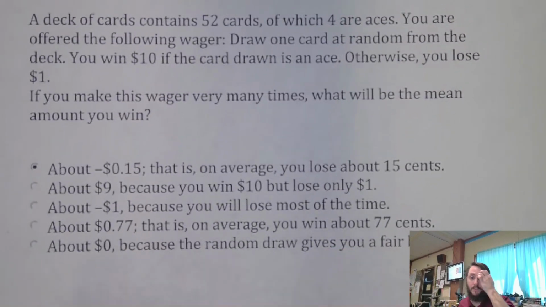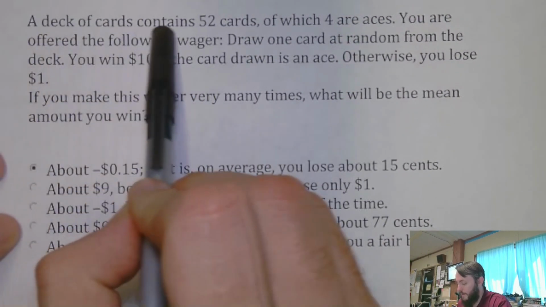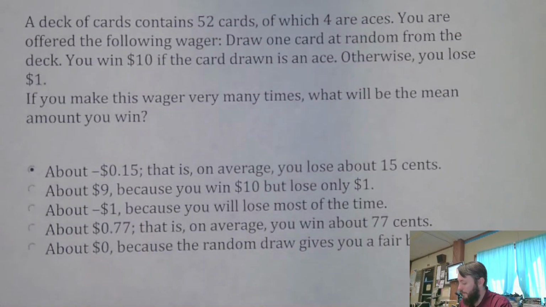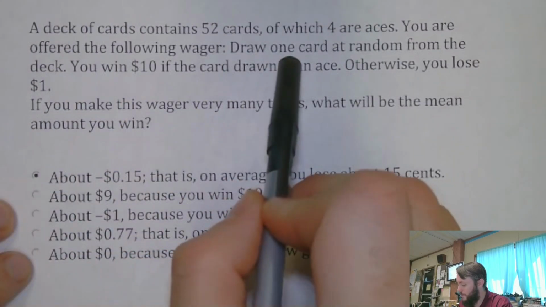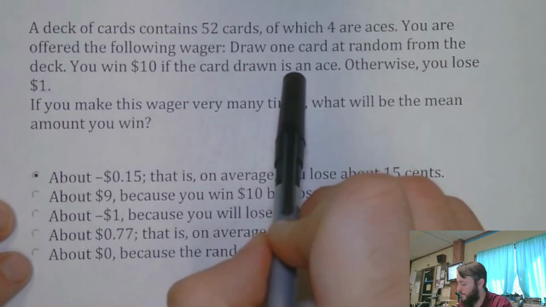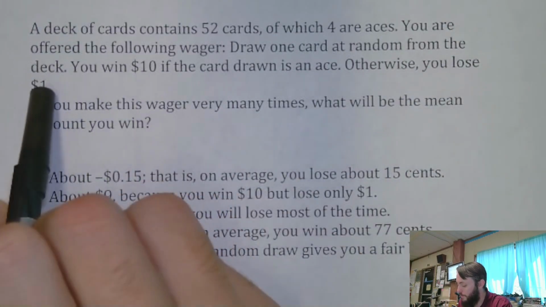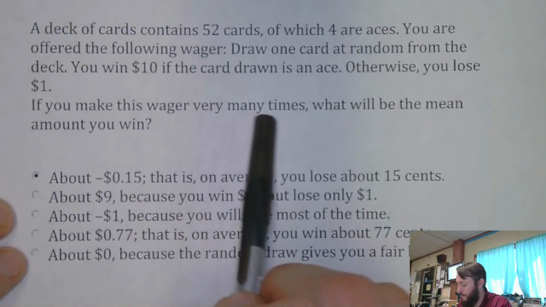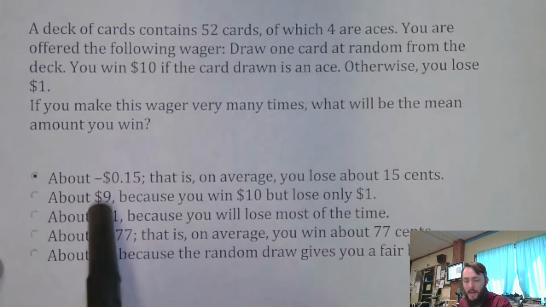Here's our problem taken from our Sapling. A deck of cards contains 52 cards, of which 4 are aces. You are offered the following wager. Draw one card at random from the deck. You win $10 if the card drawn is an ace. Otherwise, you lose $1. If you make this wager very many times, what will be the mean amount you win?